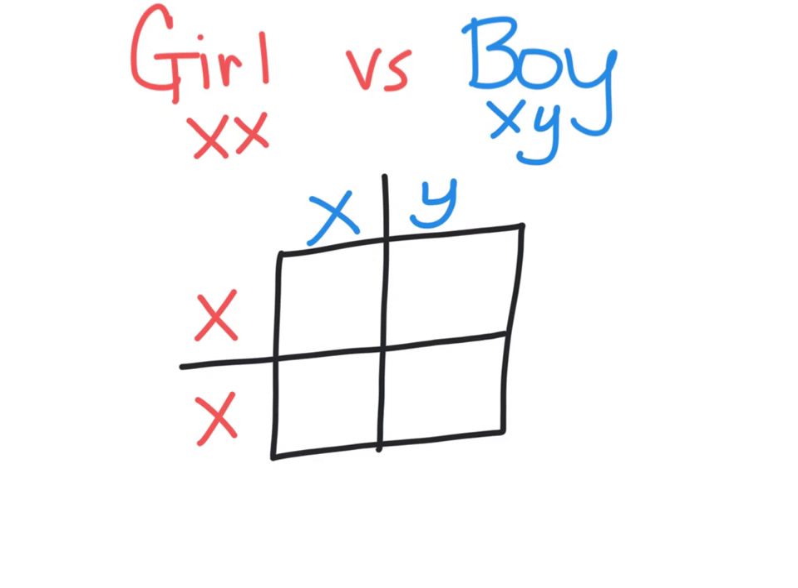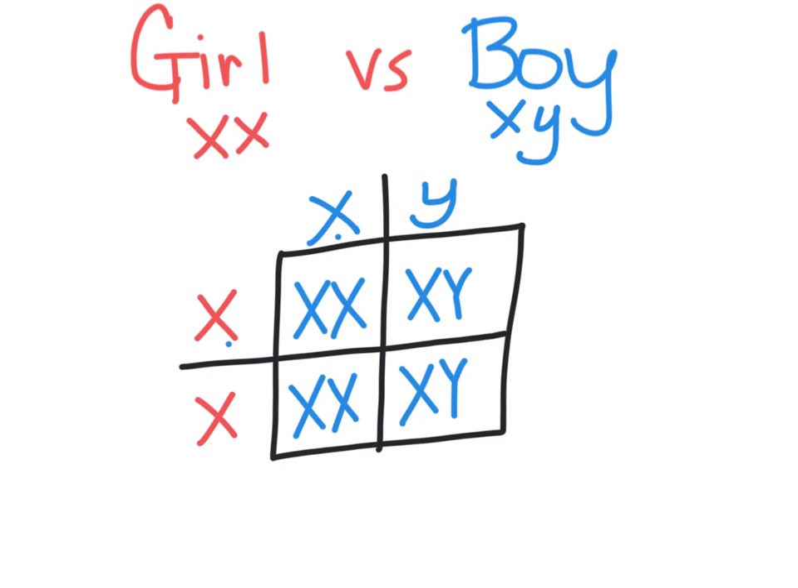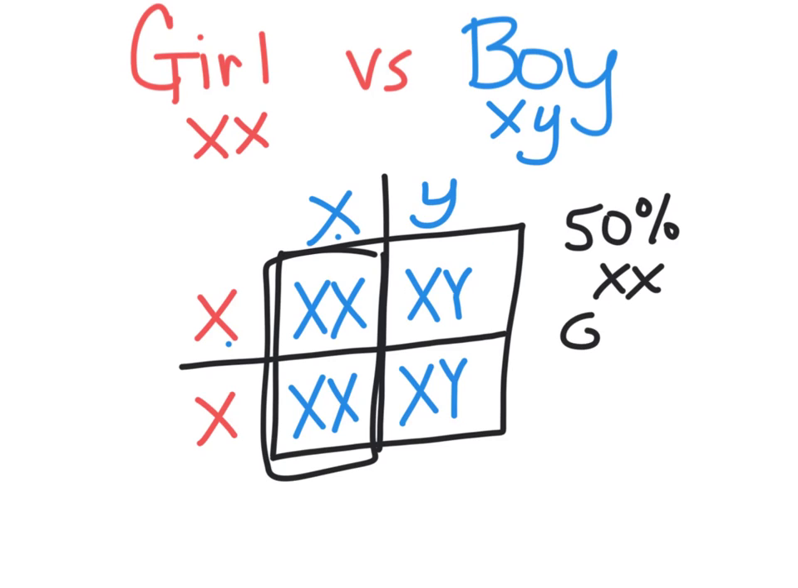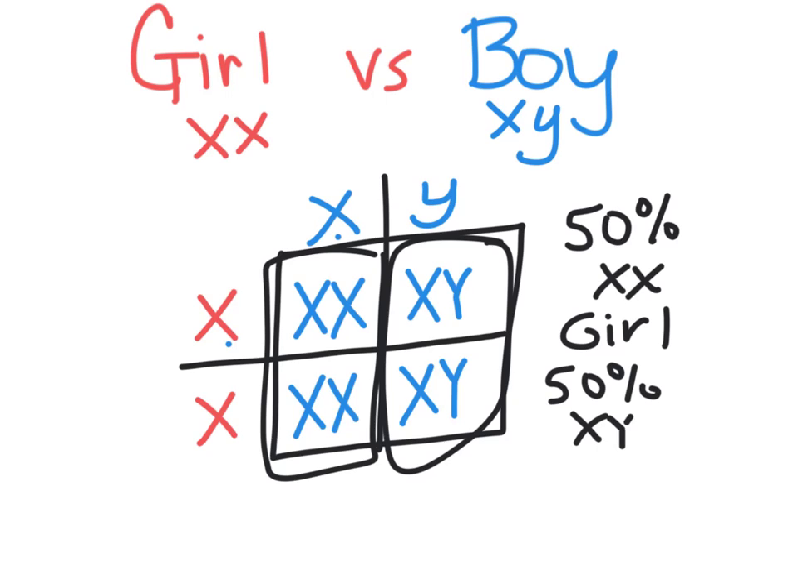If we put this egg and this sperm together, we end up with a girl offspring. If we put these two together, we end up with a girl offspring. These two will be a boy, and these two will be a boy. So we can see here that roughly 50% of our offspring will be XX, which equals the girl phenotype, and 50% of our offspring will be XY genotype, boy phenotype.